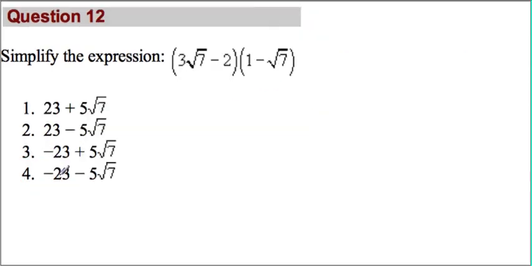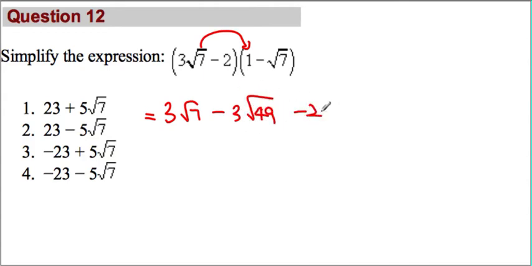Choice 4. Number 12. Are these conjugate pairs? No, because they're not the same. So we just have to do the FOIL. So 3 square root of 7 for the first term. And the second one is minus, positive times negative is negative, minus 3 square root of 49. Next one is minus 2. The last one is plus 2 radical 7.